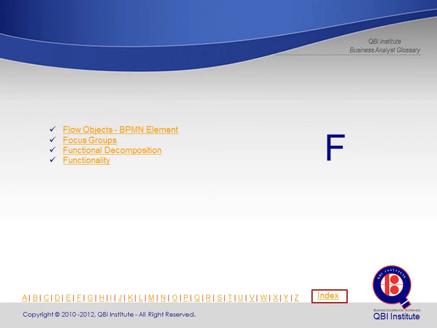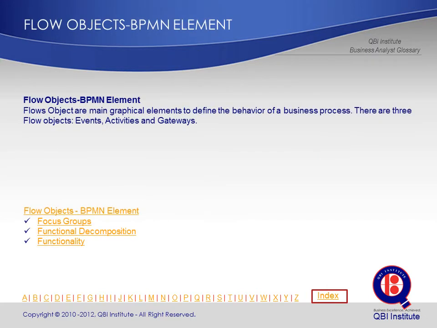Flow objects, BPMN element, focus groups, functional decomposition, functionality. Flow objects, BPMN element. Flow objects are the main graphical elements to define the behavior of a business process. There are three flow objects: events, activities, and gateways.